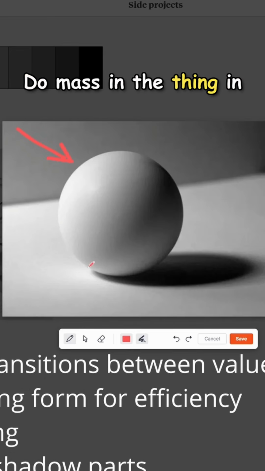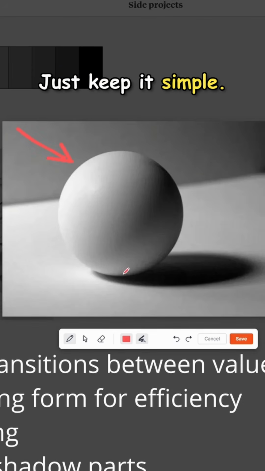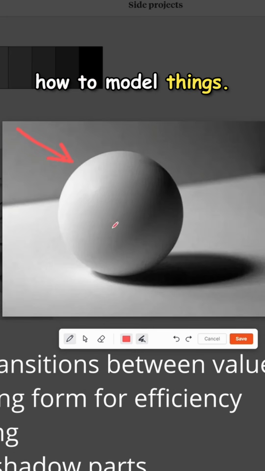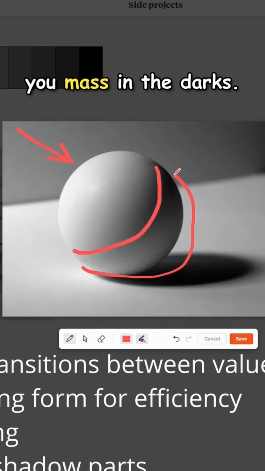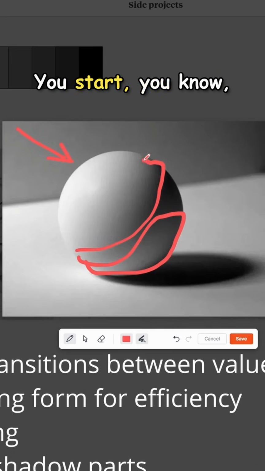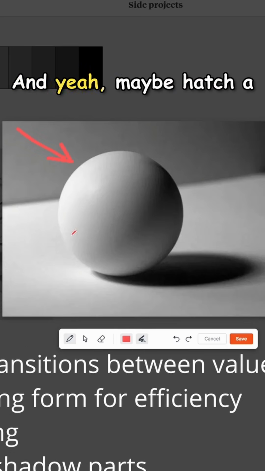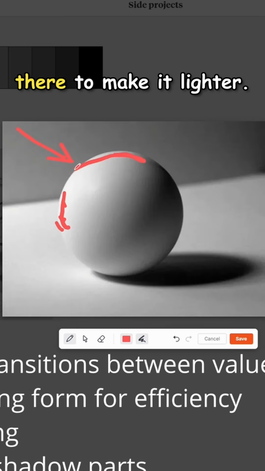Do a mass-in of the thing in graphite. Don't make a background. Maybe make the cast shadow. Just keep it simple. The main point is to learn how to model things. So you make the core shadow, you mass in the darks. After that, you start finding the reflected lights. You start massing in some tone with the stump for the form of the sphere. And yeah, maybe hatch a little bit of tones around there to make it lighter.